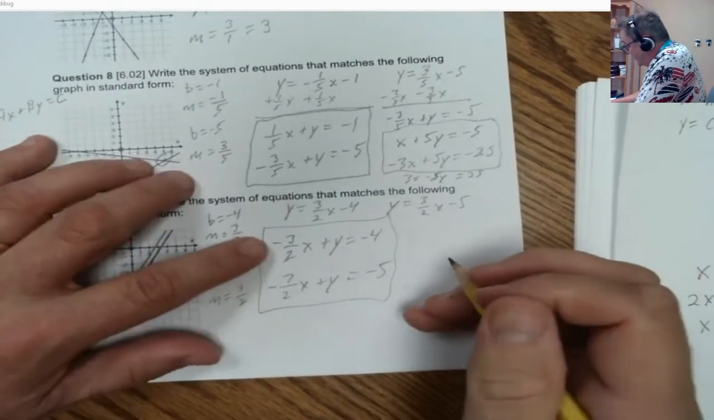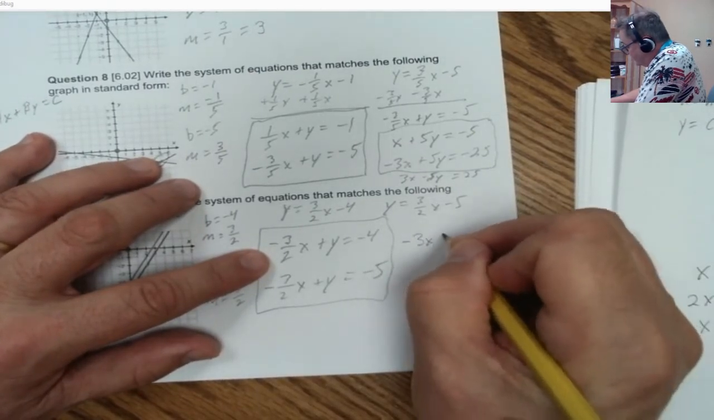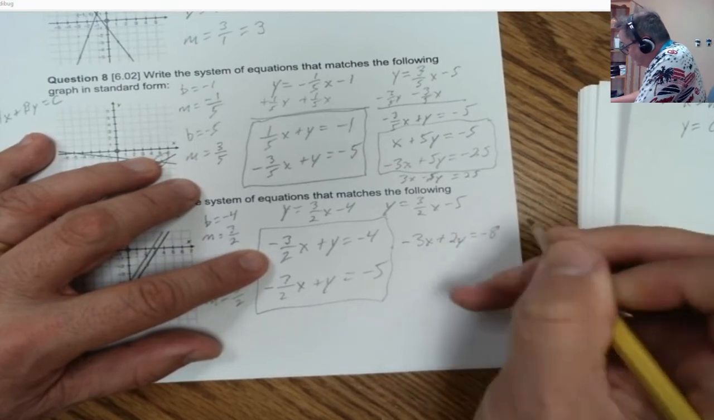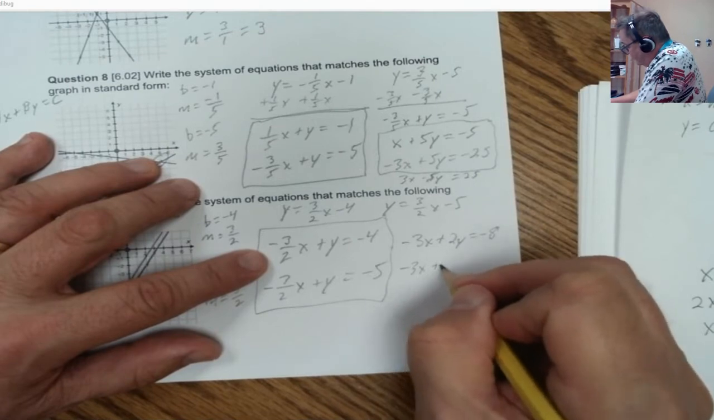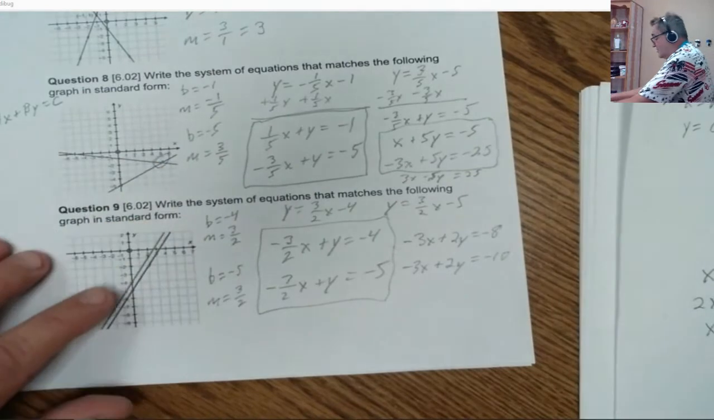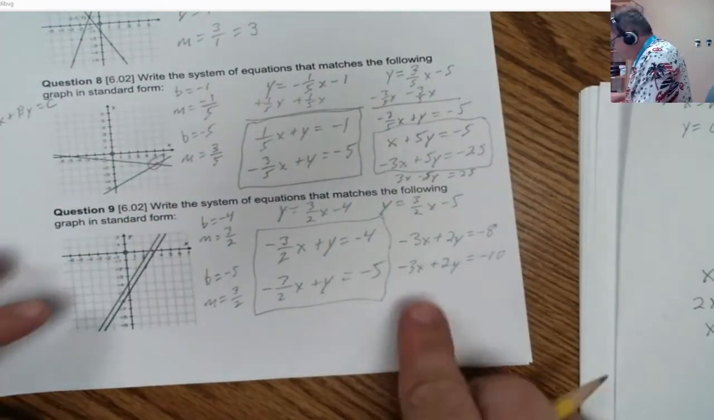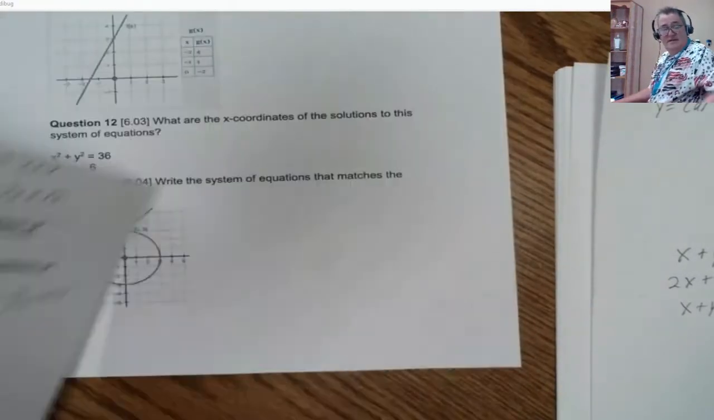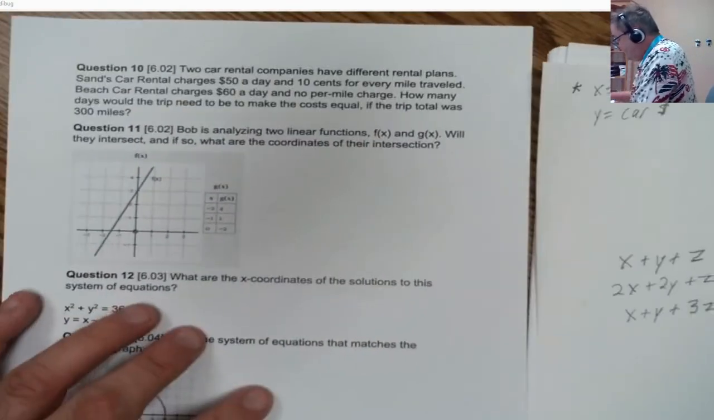Or for you folks that don't like that, multiply everything by 2. You get negative 3x plus 2y equals negative 8. And negative 3x plus 2y equals negative 10. Or again, you can multiply these by negative 1 if you don't like the x's to be negative. Some people don't like the x's to be negative. But that is the answer to number 9, in a few different forms. Again, you have multiple options on how you want to give that answer.